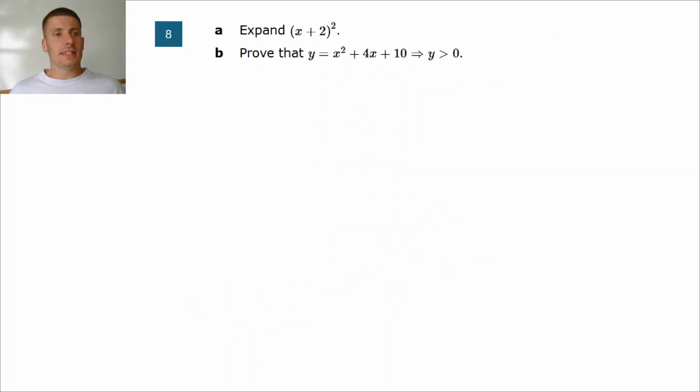Okay, question number 8. So 2 parts to it. Part A is very straightforward, but then part B is saying prove that y is equal to x squared plus 4x plus 10 implies that y is bigger than 0. Well, let's just begin by looking at part A to get the ball rolling.